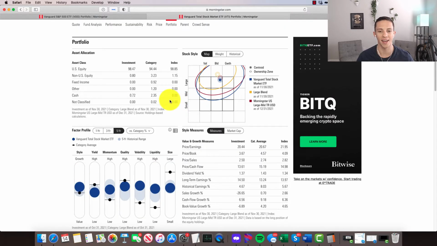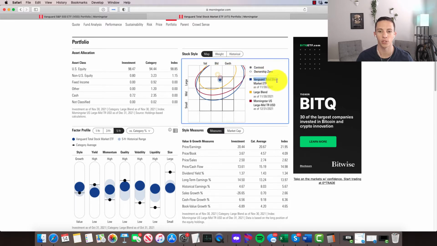Now with that, the portfolio composition does look a little different. If we look at the Morningstar stock style here, we will see that the Vanguard Total Stock Market ETF dips way lower into small cap territory. So this is showing how much exposure it has to small, medium, and large cap stocks, and then value, blend, and growth, right? By this chart, it's showing that it's dipping into small cap territory and holding some small caps.